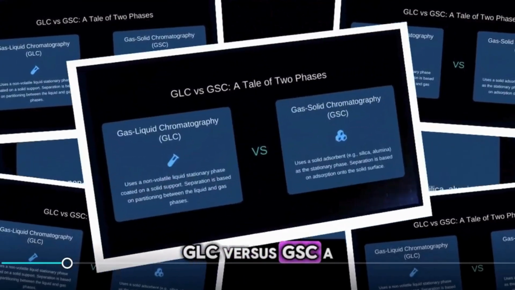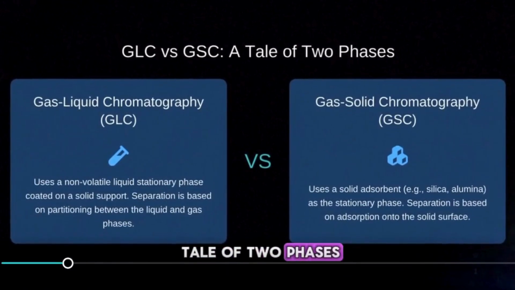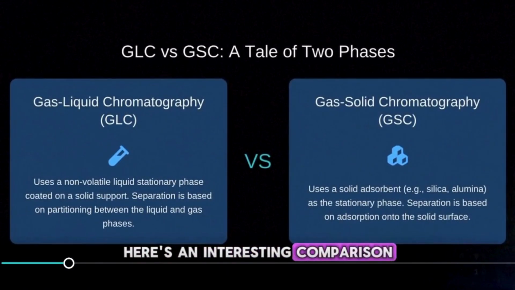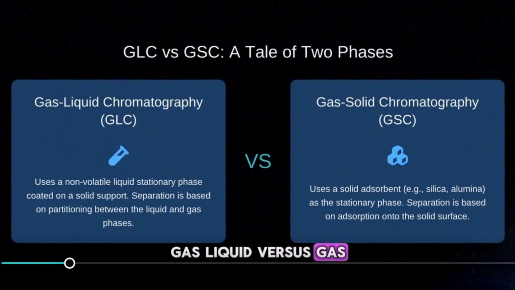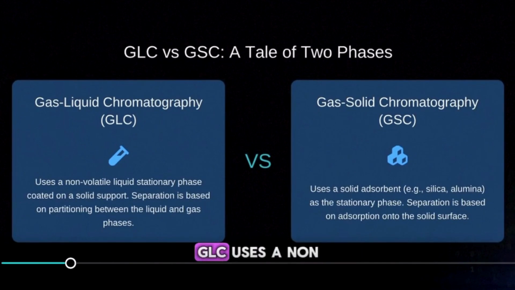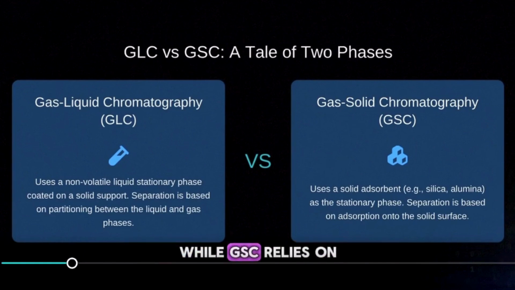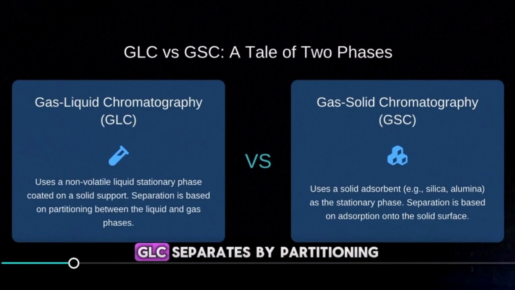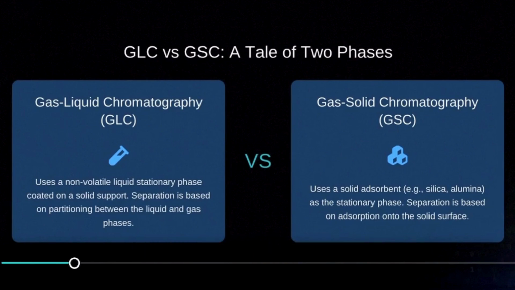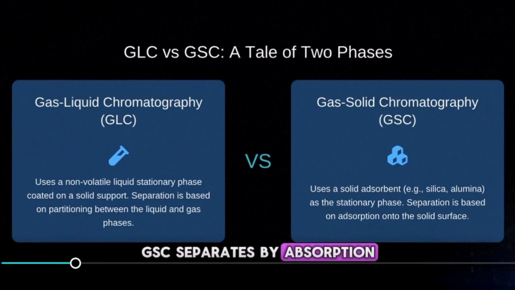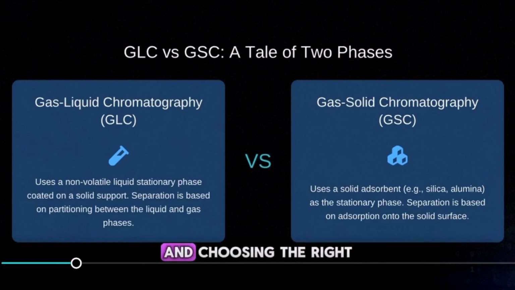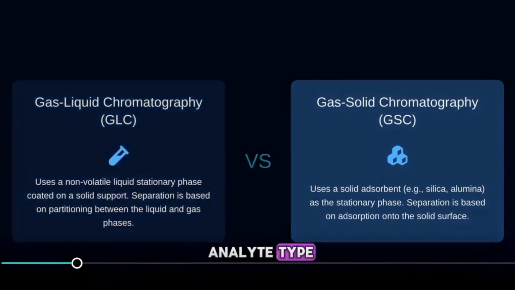GLC versus GSC, a tale of two phases. Here's an interesting comparison. Gas-liquid versus gas-solid chromatography. GLC uses a non-volatile liquid stationary phase. GSC relies on a solid adsorbent like silica or alumina. GLC separates by partitioning. GSC separates by adsorption. Both have unique strengths, and choosing the right one depends on your analyte type.